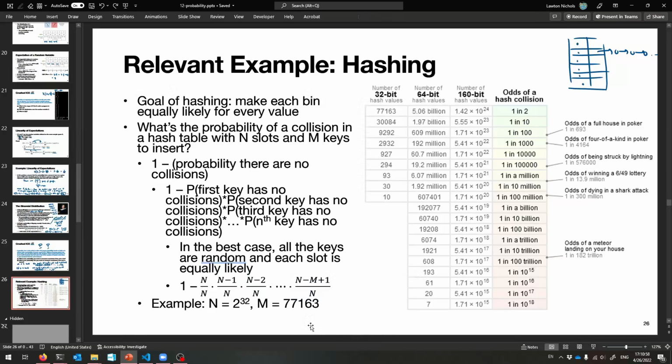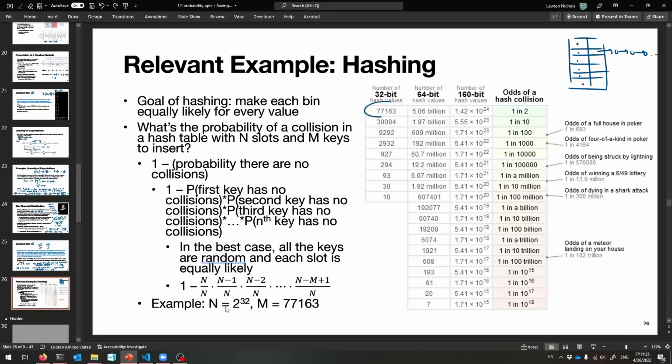So, for example, if n was 2 to the 32, like we had a giant hash table, it could hold 2 to the 32 things. So every int was a possibility. We have every int being a slot in the hash table. And then we were trying to insert 77,000-ish things. Here are the odds of you getting a collision.